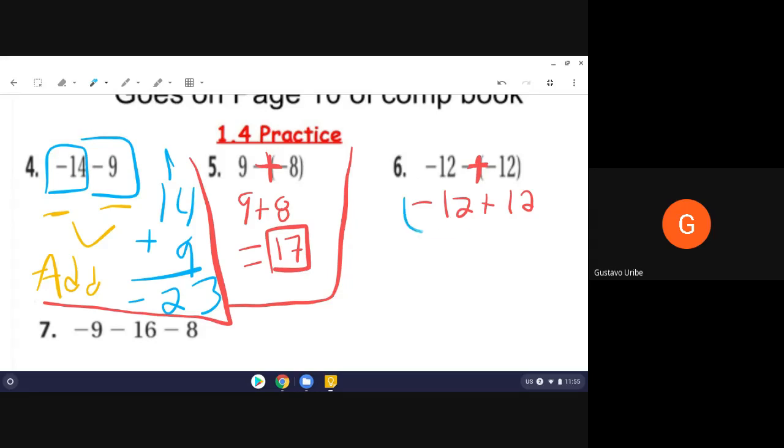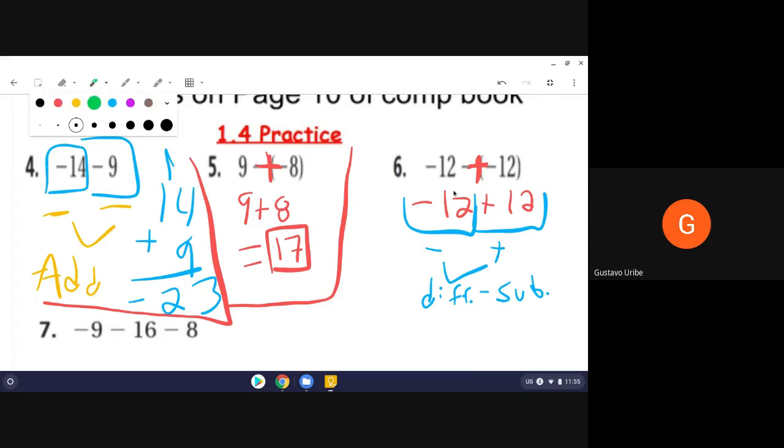This right here is a negative. This right here is a positive. These are different, so that means we subtract. Okay, if I'm going to subtract these, what's 12 minus 12? Well, that's 0. And 0 is not a positive or a negative, it's just 0, because on a number line, 0 is in the middle.